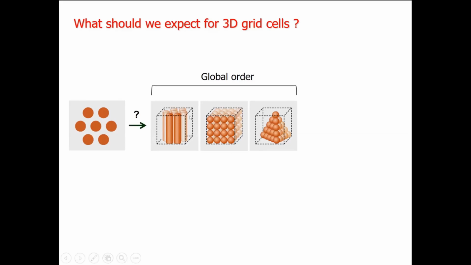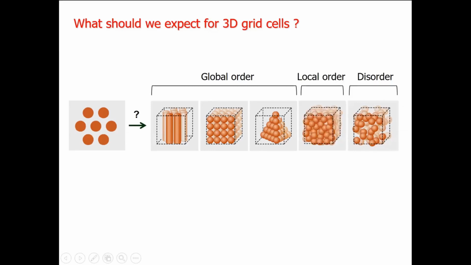But of course, we might find something else, like other types of lattices, and we might also find a disordered arrangement, or maybe something in the middle between order and disorder, something like a local order. So these are the types of representations that we wanted to consider.